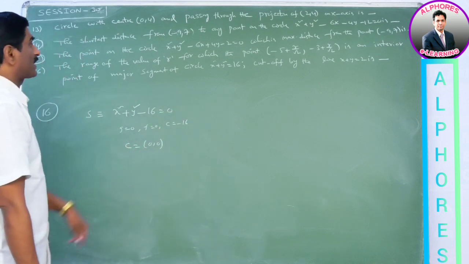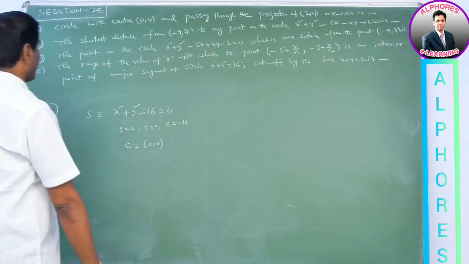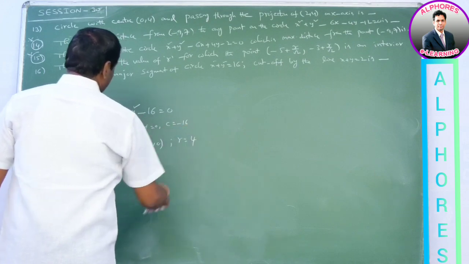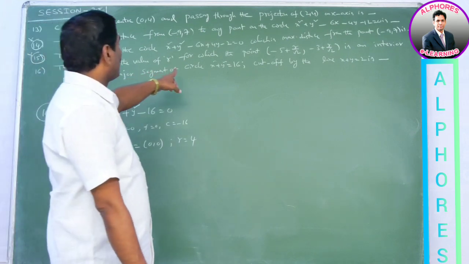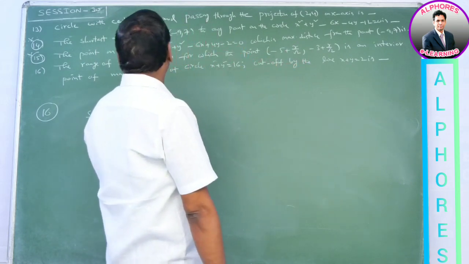Or compare with x² + y² = r². We get the center (0, 0) and the radius directly. The center is (0, 0) and the radius is √(g² + f² - c), which means 4. The center of the circle is (0, 0) and the radius is 4. Next, the range of the value of r for which the point is interior of the major segment of the circle.